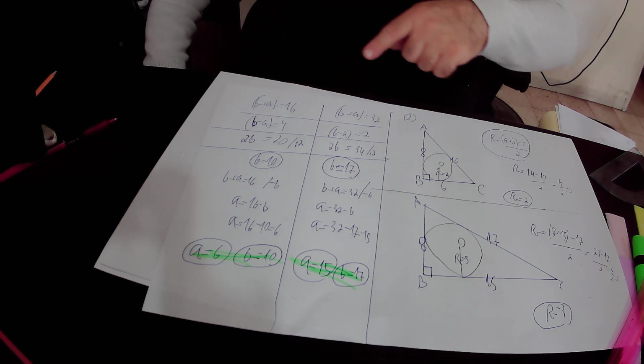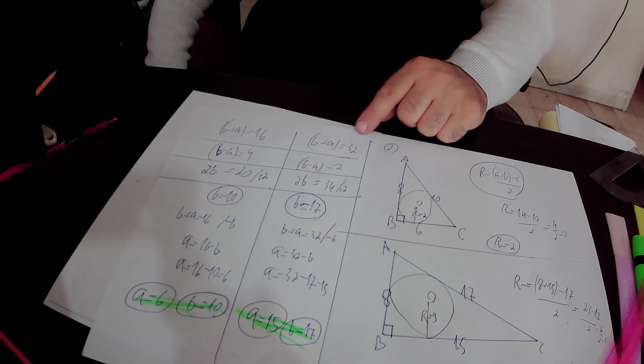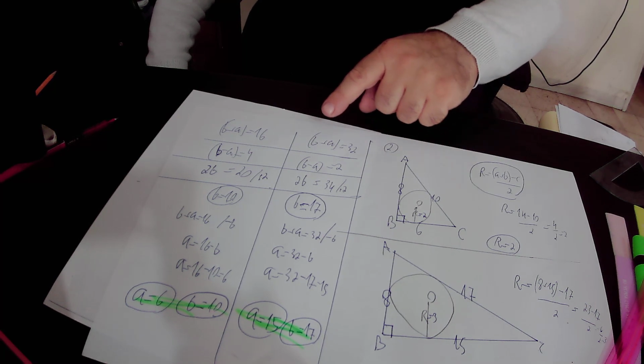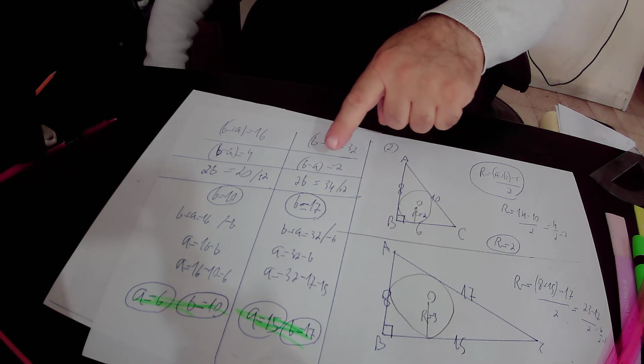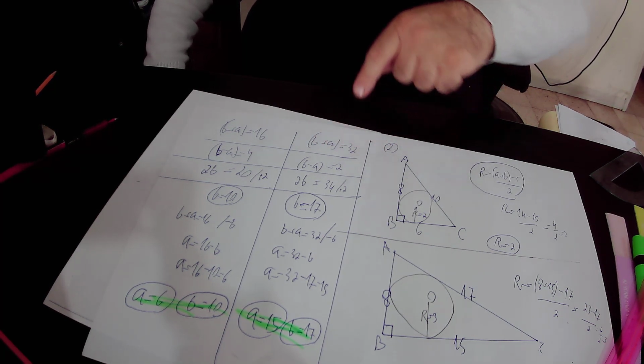The second possibility for A and B here is we add the two equations together. B plus B is 2B and A minus A is 0 and 32 plus 2 is 34.